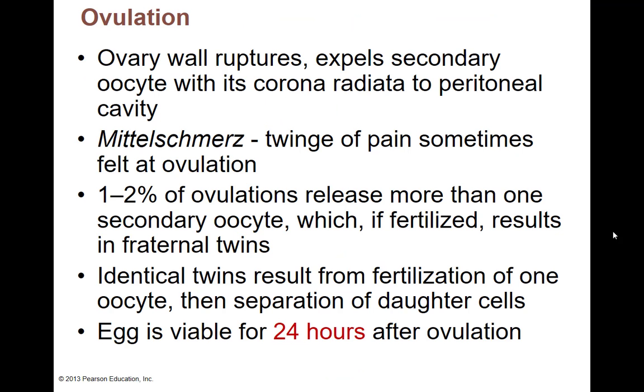One to 2% of ovulations release more than one secondary oocyte. Again, we generally release just one oocyte each month, for how many years. However, if 2 get released and both get fertilized, you get fraternal twins: 2 eggs released, both fertilized in the same month. Identical twins means 1 egg was released, that 1 egg was fertilized, and that fertilized egg splits. So again, they have all the same genetic information, hence the identical part.